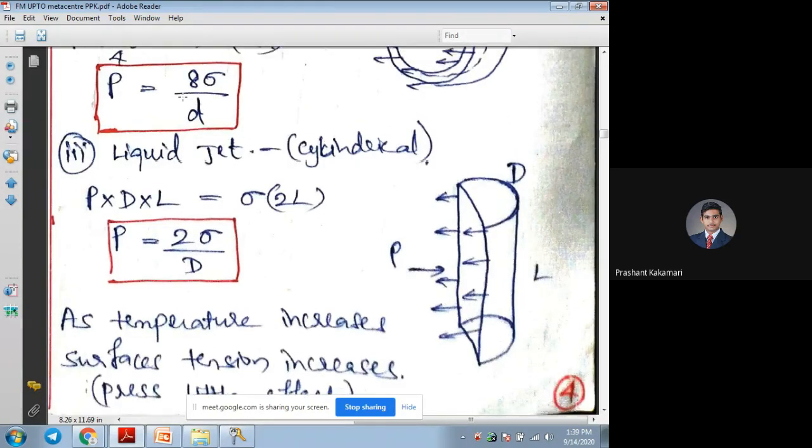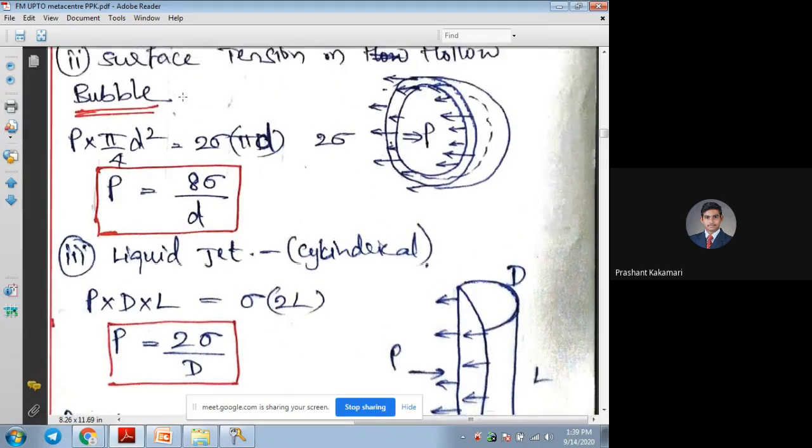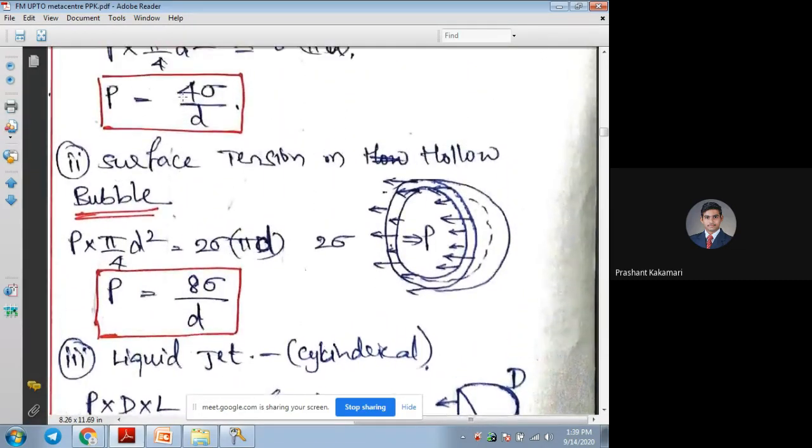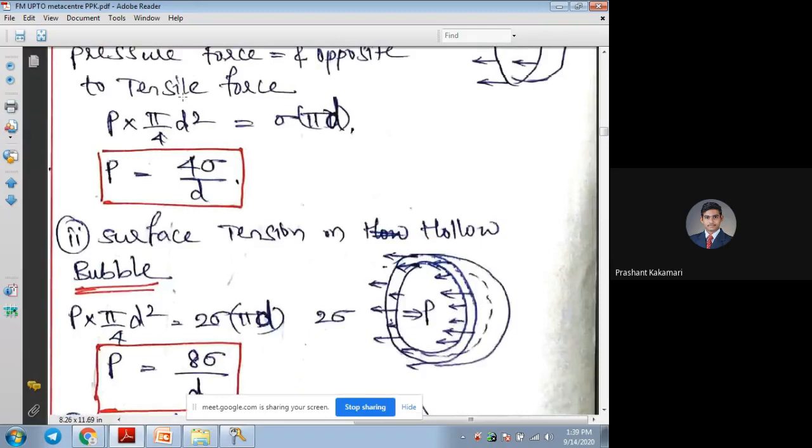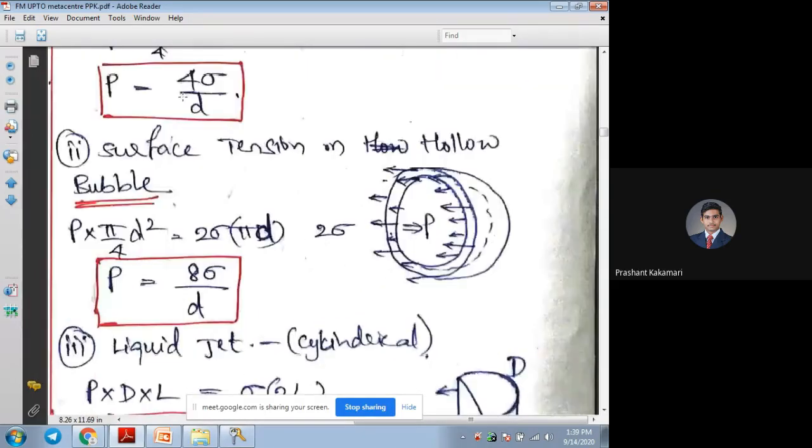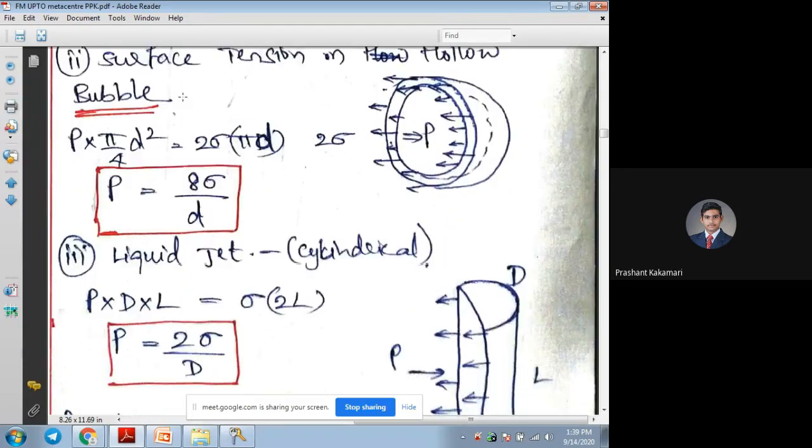8 sigma by D, 4 sigma by D. Now we can remember, for a droplet, what is the equation? For a hollow bubble, it is twice the droplet, 8 sigma by D. For a liquid jet or the cylindrical water volume, we need a minimum pressure of 2 sigma by D to separate them apart.